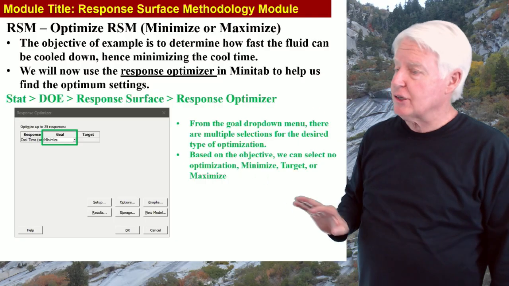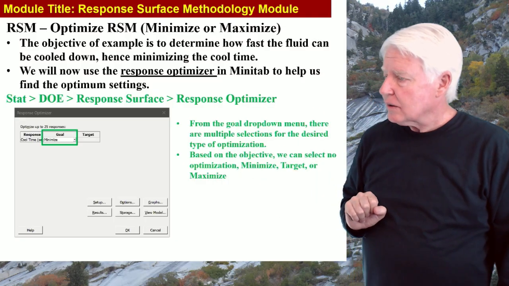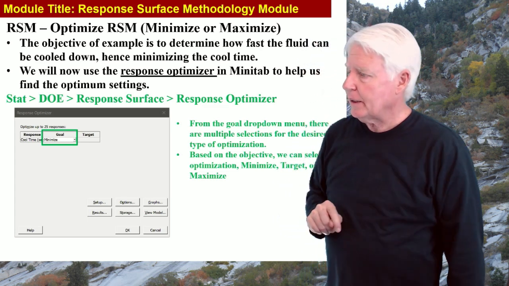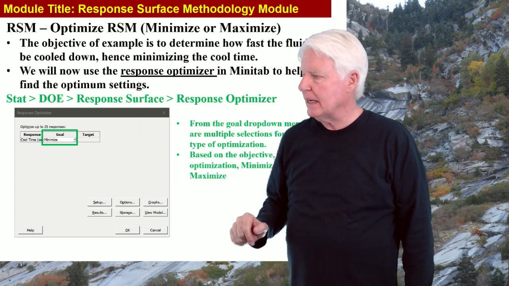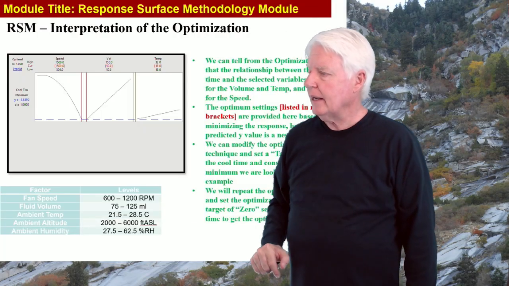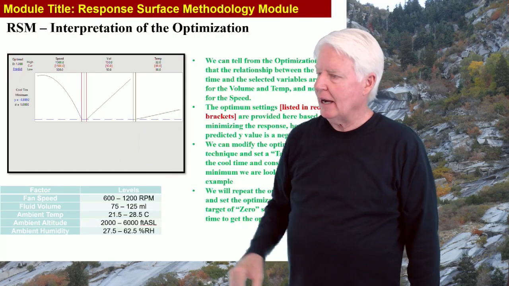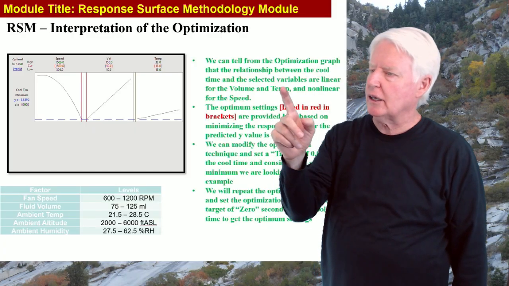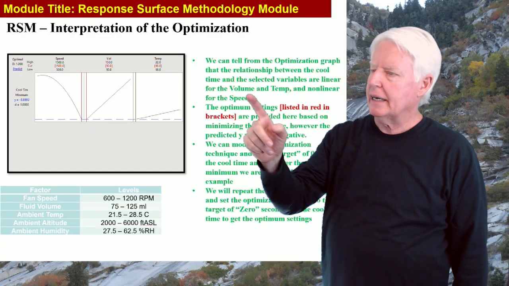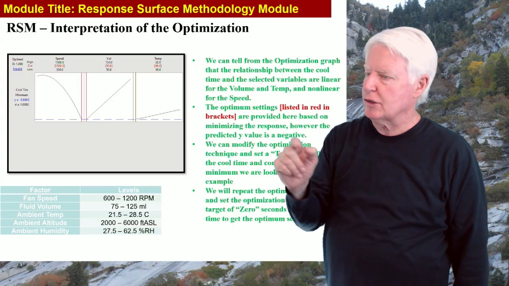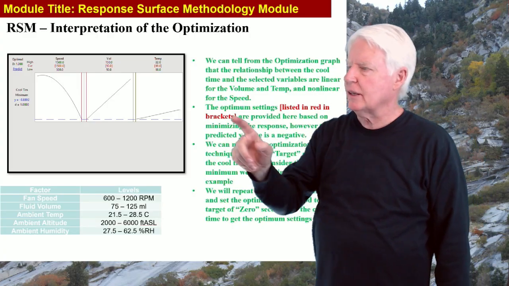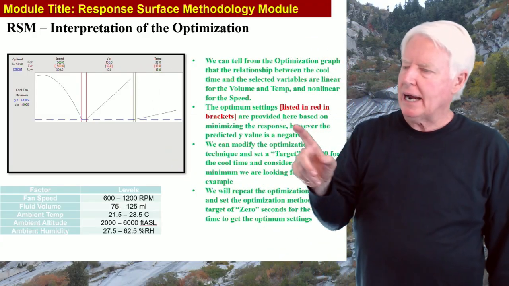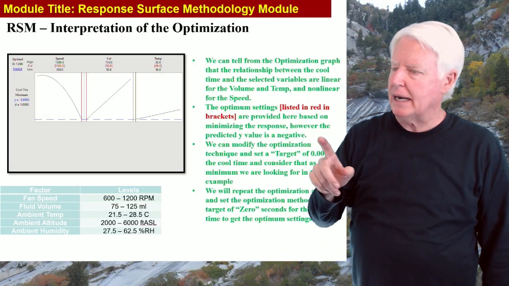If it was standard deviation, of course, we'd want to minimize. So I just wanted to throw that in there that sometimes we want to minimize things. Okay, but right now we're going to do minimize and go okay, and it creates these graphs. We can tell from the optimization graph that the relationship between the cool time and the selected variables are linear for the volume and temperature and nonlinear for the speed. The optimum settings listed in the red brackets, there's our optimum settings right there.